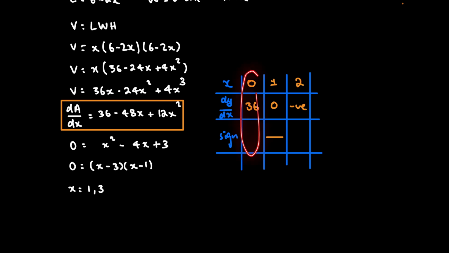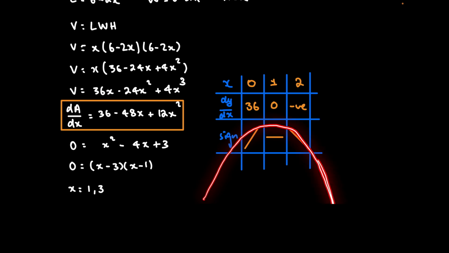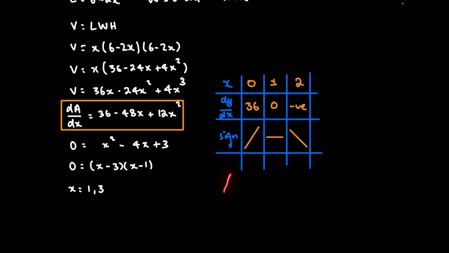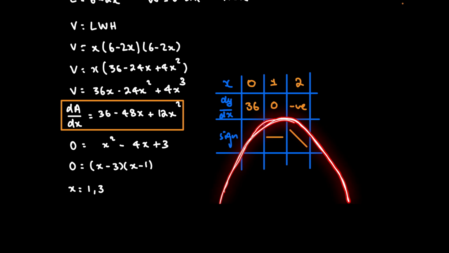So what that means for these two x values is, when x equals 0, the gradient of my tangent line is 36, so it'll be a gradient rising like this. Then when x equals 2, the gradient is negative for the tangent line, so the tangent line will look like this. If I connect these points together, I can see it's forming a shape like this. It's rising when x is less than 1. When x equals 1, it's flat. Then when x is more than 1, it's going back down like this.